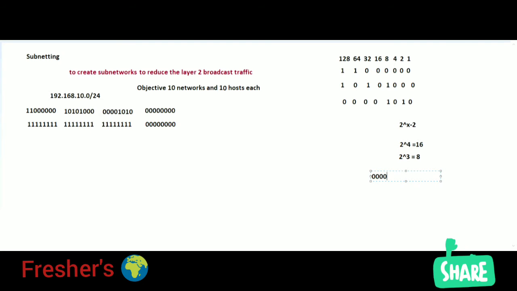All 4 bits can be 0, then the first 3 can be 0 and the fourth one can be 1, and then the next 0 0 1 1, and so on. These are the combinations. We need 10 combinations. I have a shortcut method for this. Let me show you. Let's think of this as 8, 4, 2, 1.